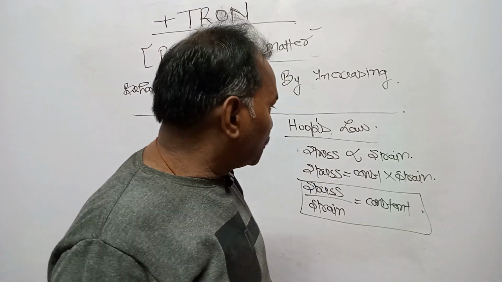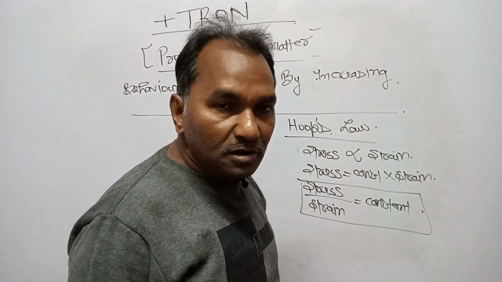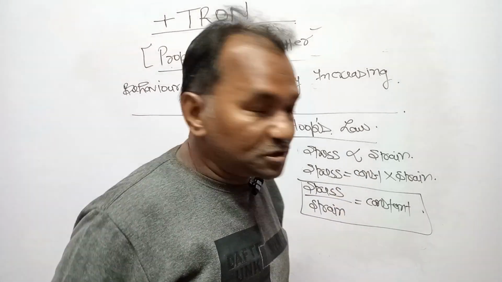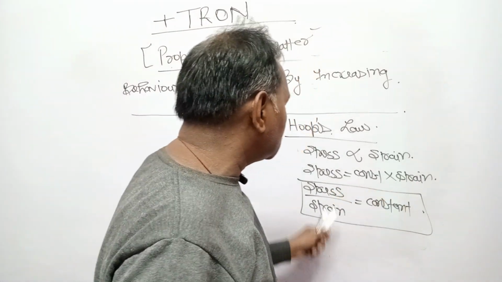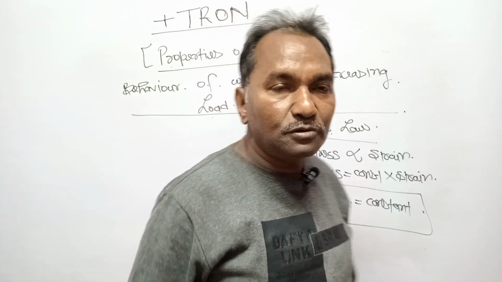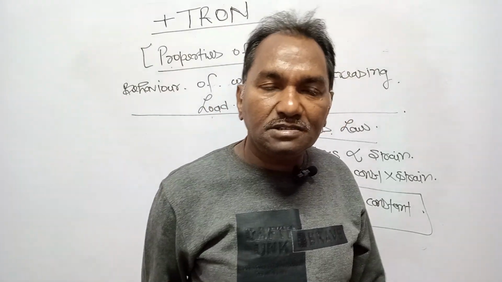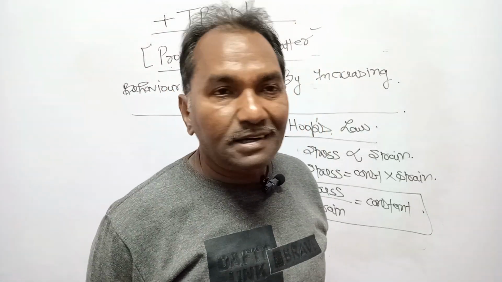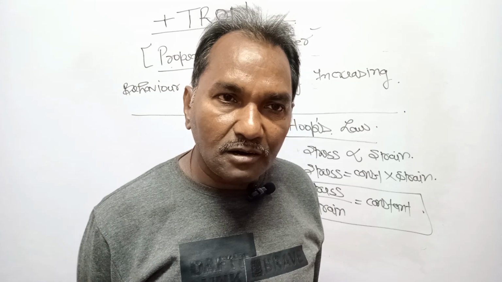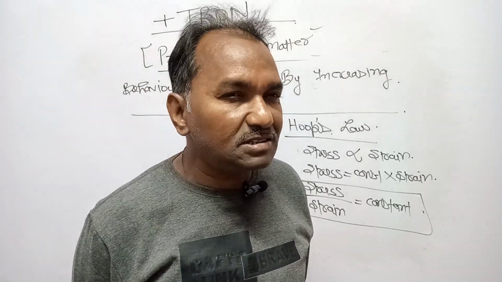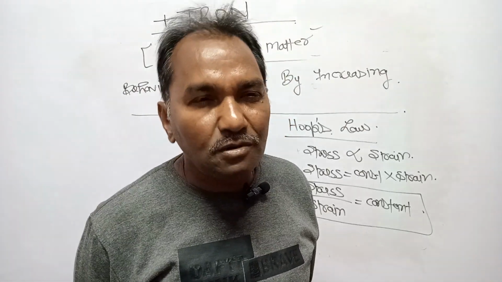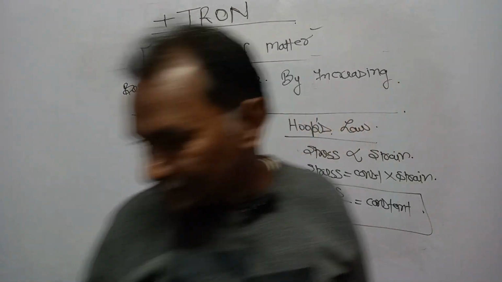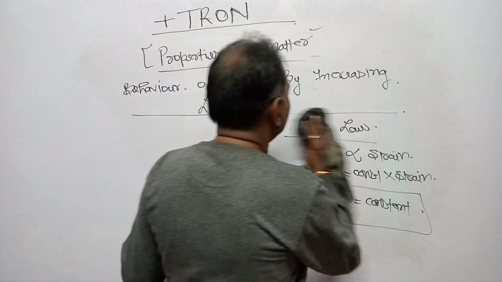Okay, so this is Hooke's law. Stress is proportional to strain. In order to remove the proportionality, I have multiplied by a constant. So the ratio of stress and strain is equal to a constant, and that constant is some elastic constant. Dear student, so how can we define Hooke's law? Within the elastic limit, the ratio of stress and strain is equal to a constant, and that constant is said to be the elastic constant.